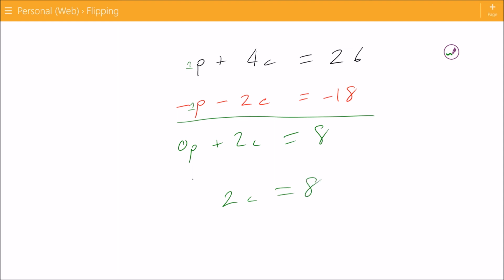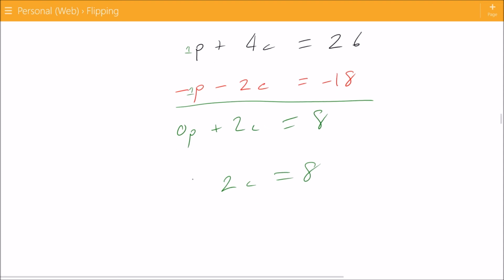2c equals 8. To solve for c, divide both sides by 2. c equals 4. That's it. So what is this telling me? c equals 4.